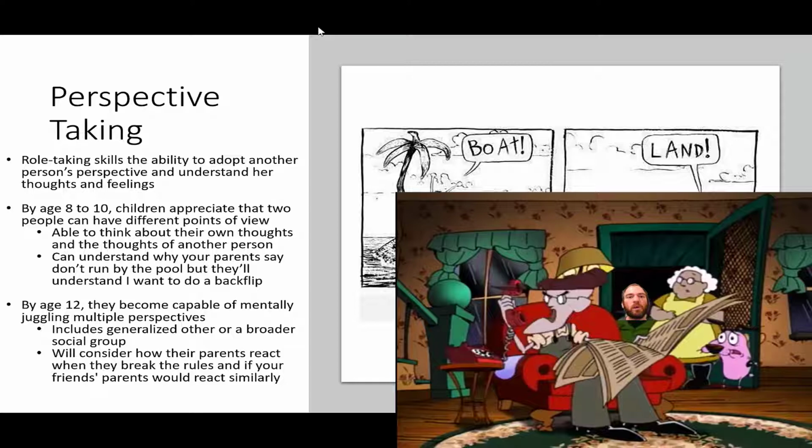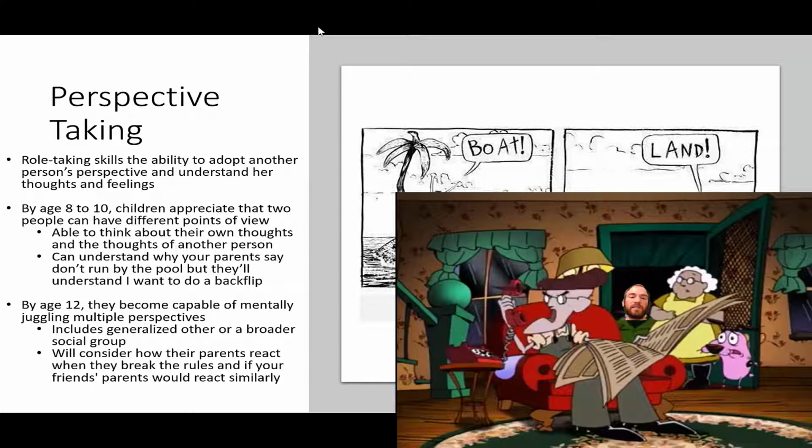Perspective taking, or role taking skills, are the ability to adopt another person's perspective and understand her thoughts and feelings. By age 8 to 10, children appreciate that two people can have different points of view, able to think about their own views and the thoughts of another person. They can understand why your parents say don't run by the pool, but they'll understand I want to do a backflip. By age 12, they become capable of mentally juggling multiple perspectives, including the generalized other or a broader social group. Will consider how their parents react when they break the rules, and if their friends' parents would react similarly.